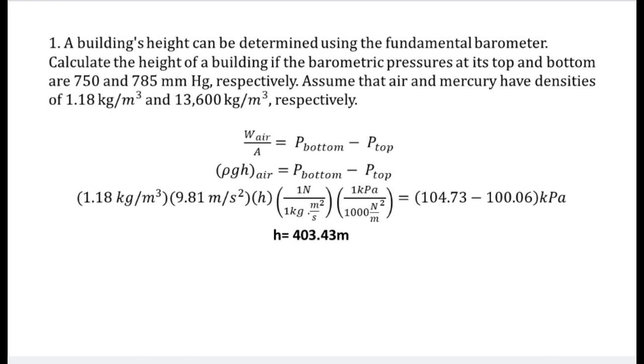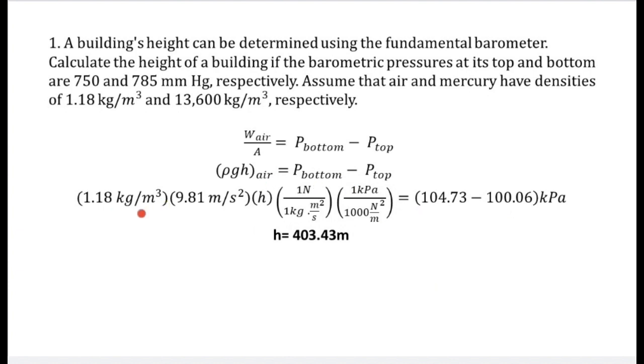In this, taking an air column between the top and the bottom of the building and writing a force balance per unit base area, we obtain this equation, and this is equal to the density times gravity times height of the air. So we're going to use this equation to get the building's height, substituting all those numbers we solved earlier in the previous slide, and here is the conversion of Newton into kilopascal.